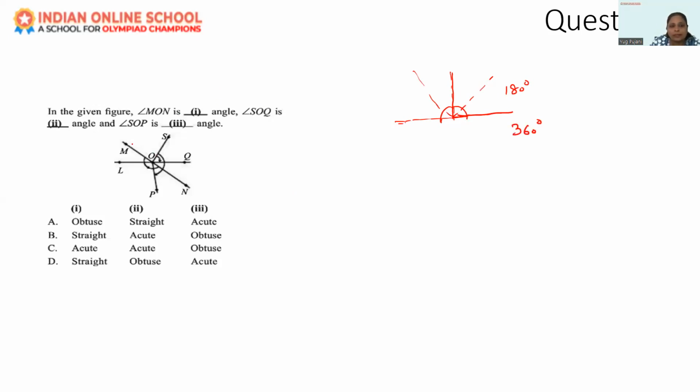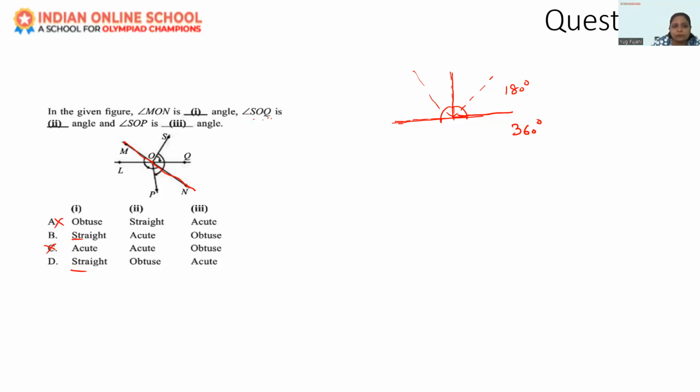So MON, they are talking about MON. Can you see this straight line? Any angle on a straight line makes up 180 degrees, which is called a straight angle. So it will be a straight angle. The first option will be straight and straight, so option A is incorrect, and option C is incorrect. So straight will be our answer.